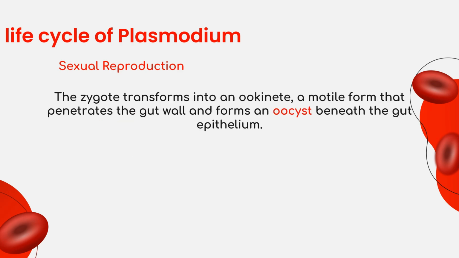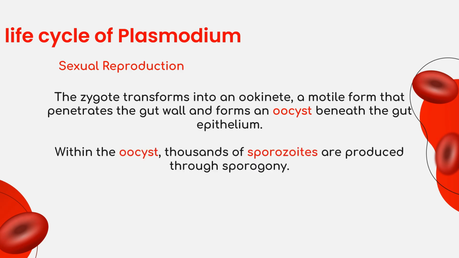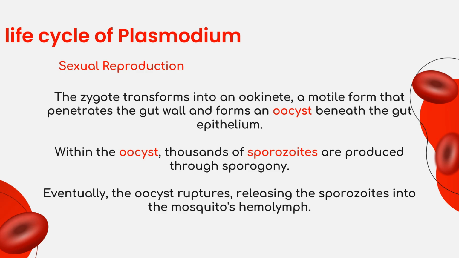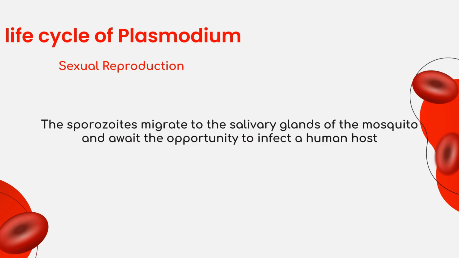The zygote then develops into an ookinete, which penetrates the gut wall and forms an oocyst under the gut epithelium. The oocyst grows and produces thousands of sporozoites by a process called sporogony. The oocyst then ruptures and releases the sporozoites into the mosquito's hemolymph, body fluid, where they migrate to the salivary glands and wait for the next opportunity to infect a human host.